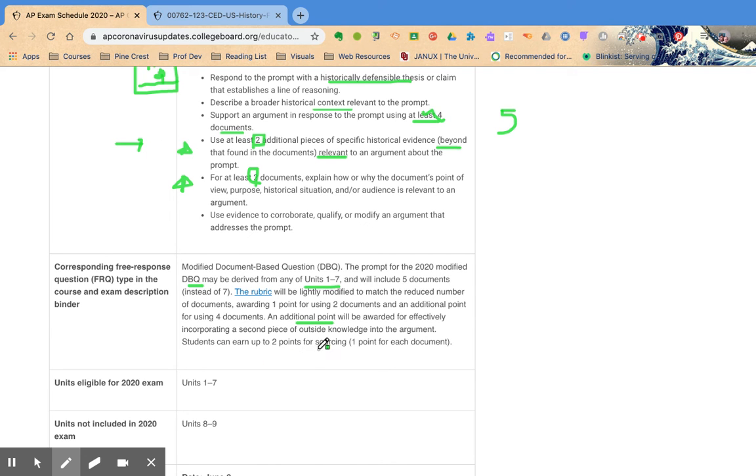And it says students can earn up to 2 points for sourcing, 1 point for each document. Again, that's new because typically they require you to source 3 documents and you get a point for that. So instead, you're going to get a point for each document you source, up to 2, of course.